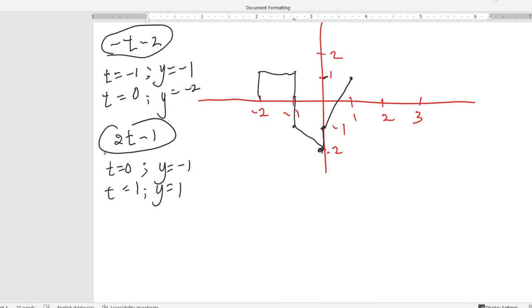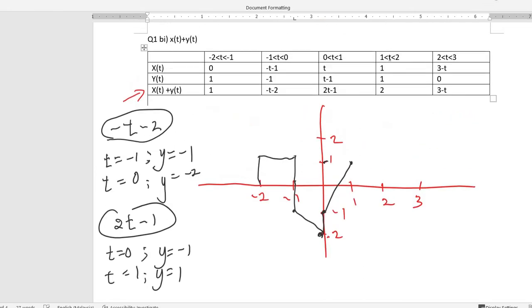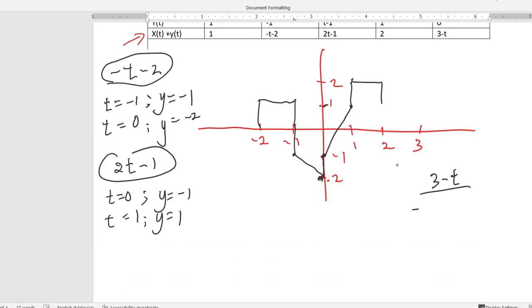Okay. Then lastly, not lastly, 1 to 2. 1 to 2, you get 2. Okay, you get 2. And then 2 to 3, you get 3 minus t. Okay, again, you don't know, so t equal to 2, you substitute, you get y equal to 1. You substitute t equal to 3, you get y equal to 0. So 1, 0, you connect. Okay, so this is the graph of the xt plus yt.